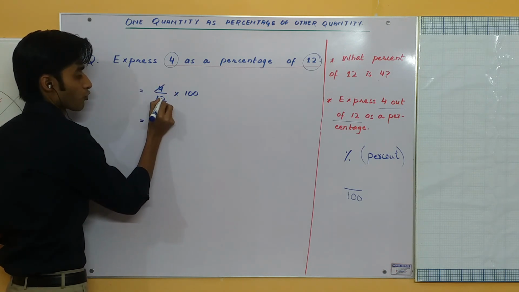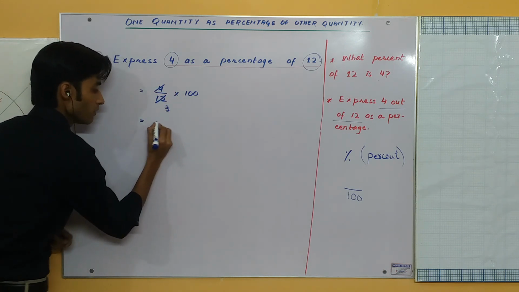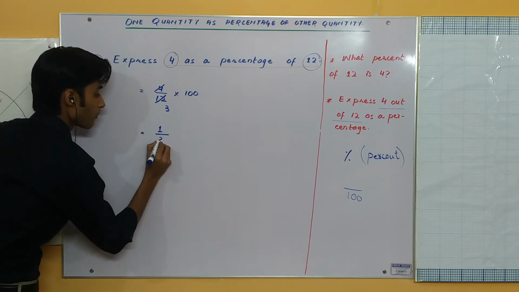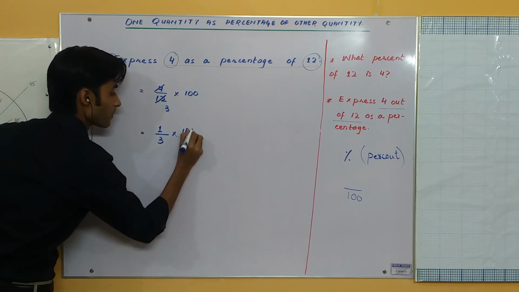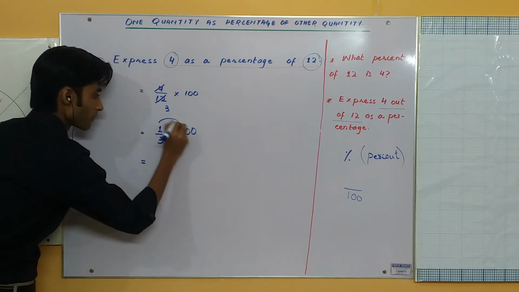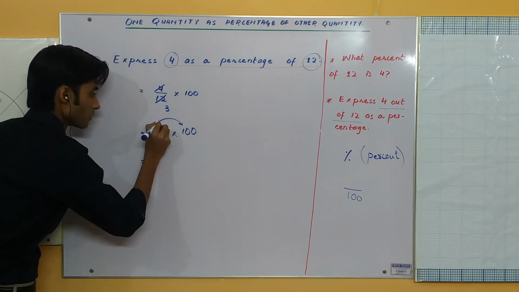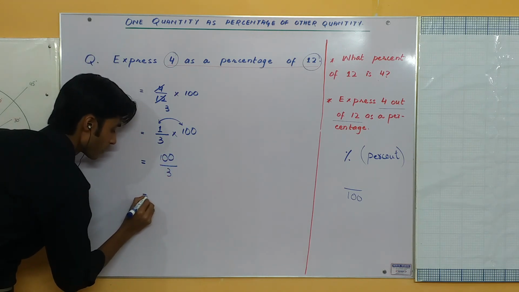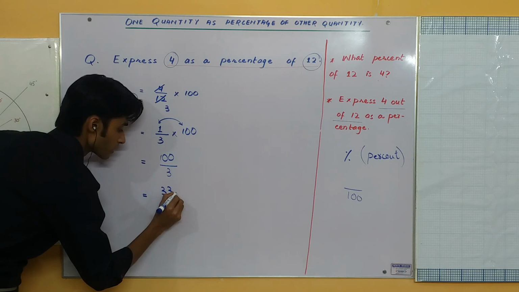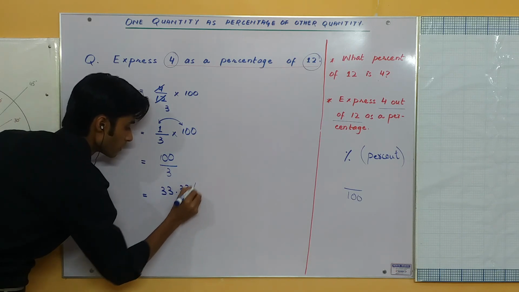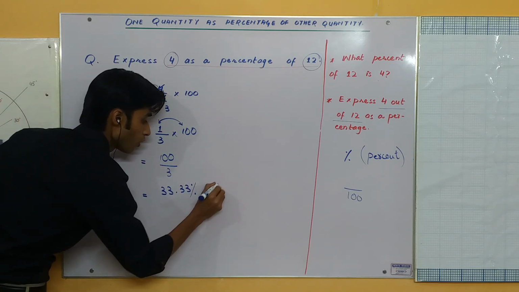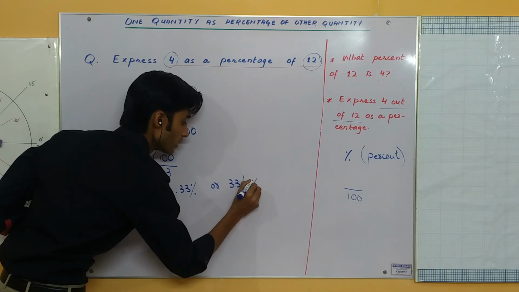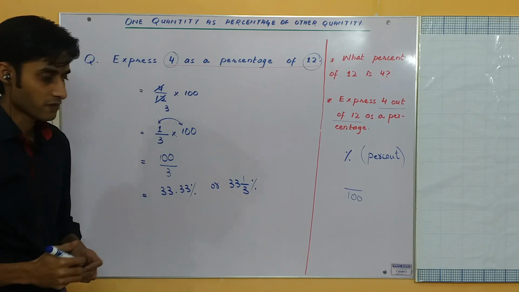4 out of 12 becomes: 4 ones are 4, 4 threes are 12. What am I left with? I am left with 1 upon 3 multiplied by 100, and then 1 multiplied by 100 is 100 over 3, and 100 over 3 is 33.33%, or this may also be written as 33 whole 1 upon 3%. These are the two options.